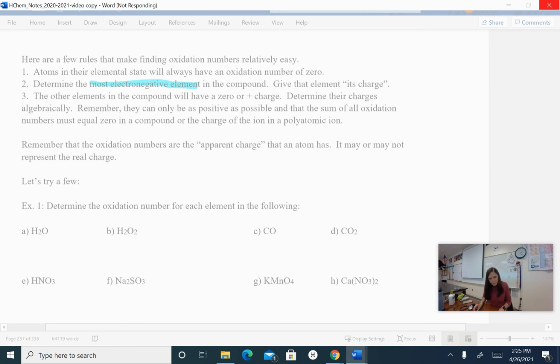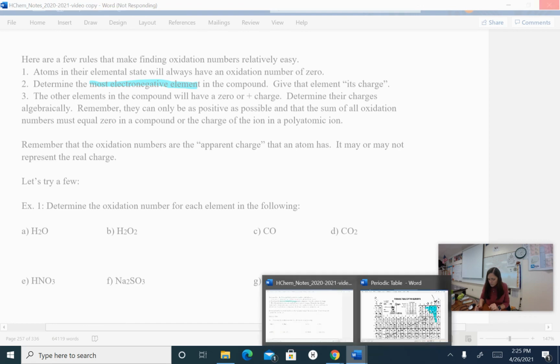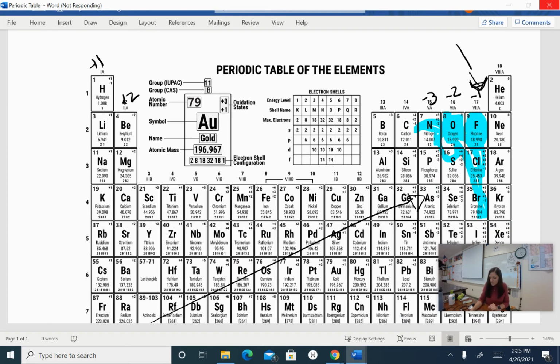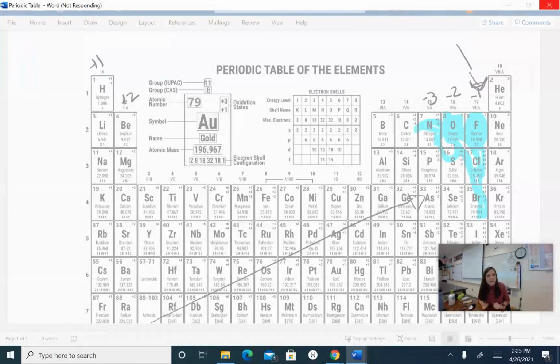We're going to look first at A, which is water. When we look at water, what is the most electronegative element? Is it hydrogen or oxygen? It most definitely is oxygen. So we're going to assign oxygen its charge, and if you remember on the periodic table we pulled up, oxygen has a charge of -2.